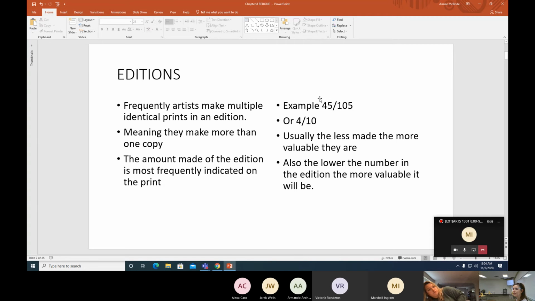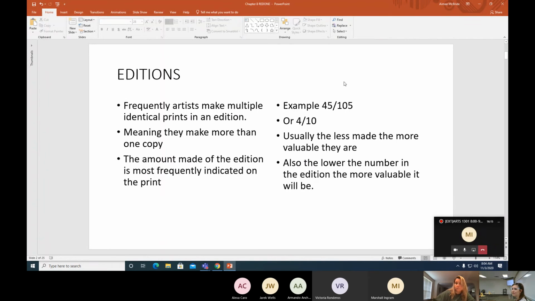And the lower in the number of copies you are, so like 45 or 4, the more valuable yours is. If yours is the first copy made out of 105, yours is going to be quite rare and valuable. That has to do with the fact that the more copies you make, the more your stencils and printmaking devices wear out. So the later in the edition set you make your print, the less detailed, less colorful it's going to be.